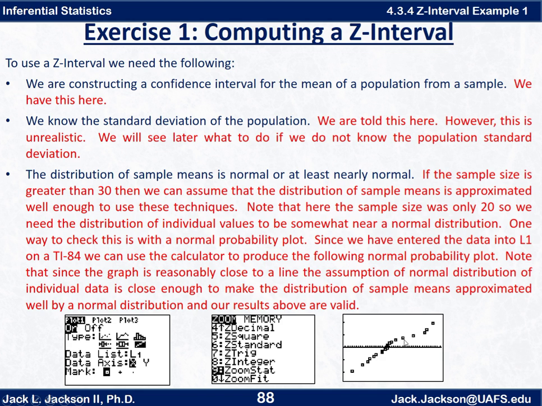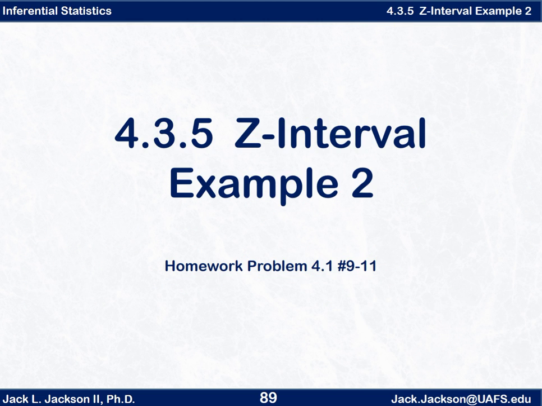If it's normal, this should be close to a straight line, and it's fairly close to a straight line here. So we see that this is close enough that with a sample of size 20, we're pretty confident that the distribution of sample means is close enough to normal to make the results valid. Okay? So there's a good example of computing a z-interval. We'll put this into more practice in another example in the next video.